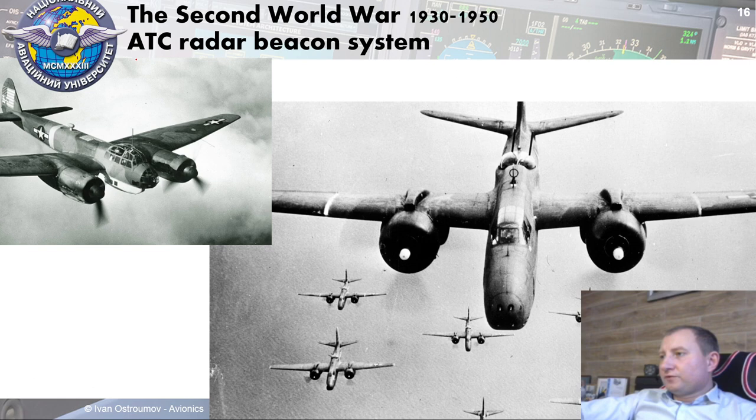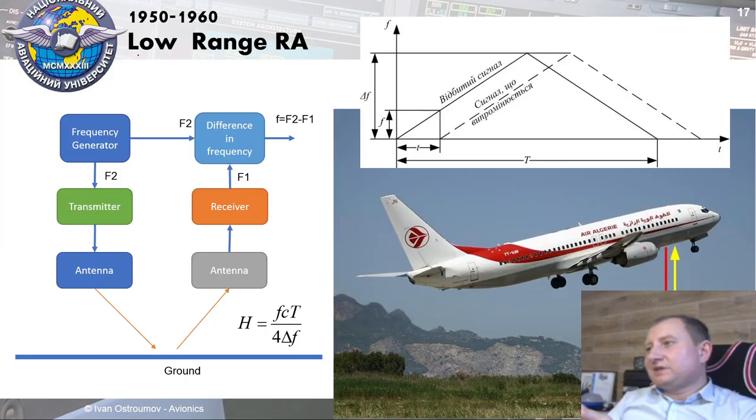After the Second World War, there was another time slot, from 1950 up to 1960. The low-range radio altimeter was invented. Also, landing is quite a dangerous phase of flight, and the number of controlled flights into terrain required the introduction of new onboard equipment. And it was the low-range radio altimeter.